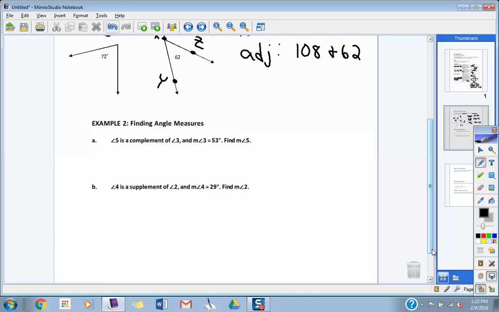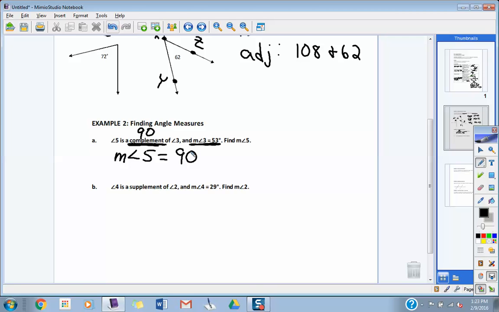Okay. Example 2. Very simple to do, guys. It says angle 5 is a, what's the word here, gang? Angle 5 is a, what's the word, of angle 3. And I tell you angle 3 is how many degrees? 53. So complement means that the two angles have to add up to 90 degrees. So simply put, guys, to find the measure of angle 5, my measure of angle 5 is going to equal the 90 degrees I want totally. To find the missing angle, take 90 and subtract the known angle.